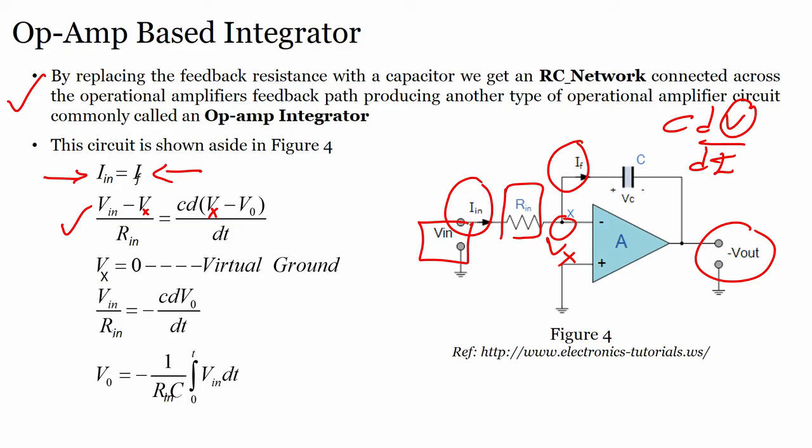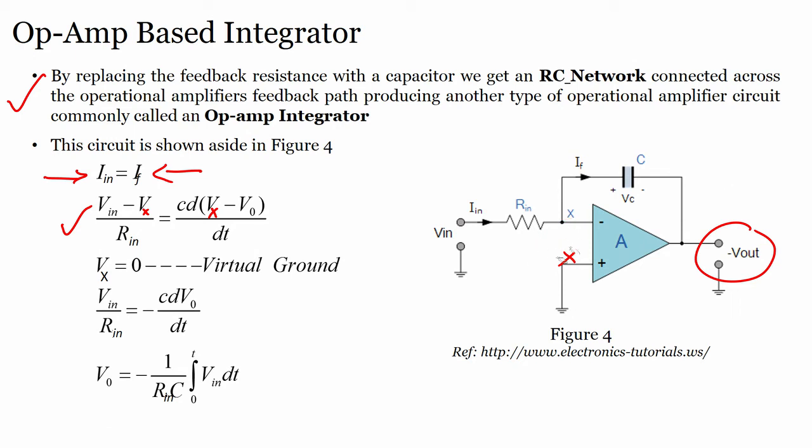Now, we have seen the concept of virtual ground in the theory class, right. What does virtual ground mean? If I consider the voltage here, my voltage Vx would be 0. So, if I substitute Vx equals 0 in this equation, then I have V in upon R in equals minus C dVO by dt.